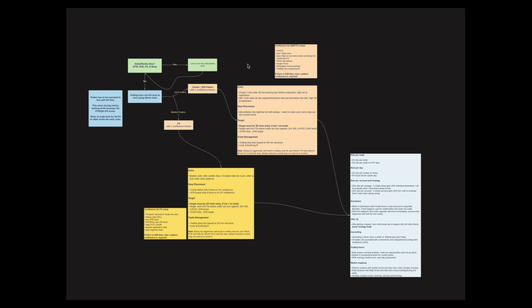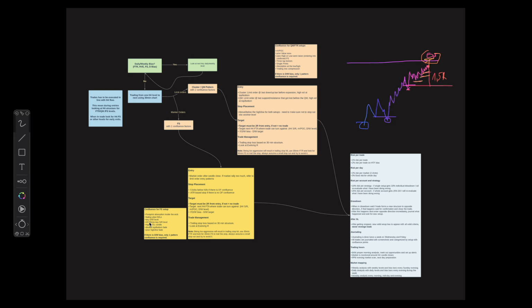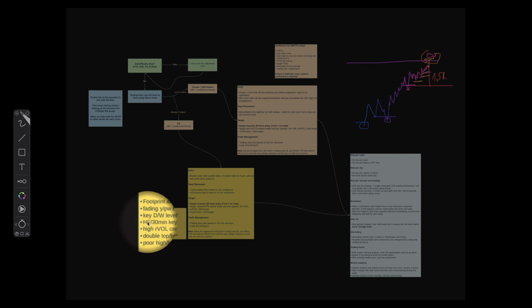So we covered the limit orders. The market order is the failed swing. Once again, two factors of confluence. These confluence factors are going to be a footprint, absorption inside a wick, fading the prior day and week high and low, key daily weekly level, key SR level. There is a little typo on there. This should be only on H4. Okay, H4 key SR level basically.